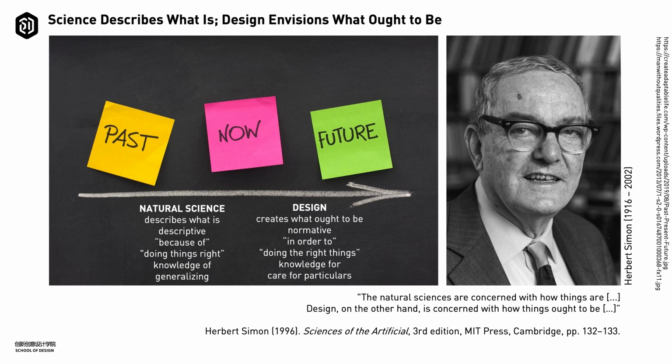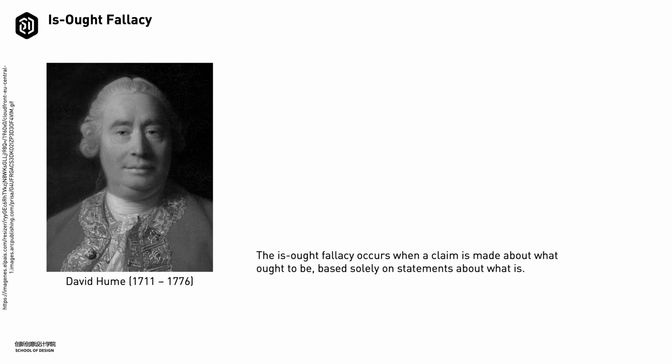Herbert Simon actually put this into words, and he said, the natural sciences are concerned with how things are. Design, on the other hand, is concerned with how things ought to be. And between knowing what is and deciding what ought to be, there is potentially the is-ought fallacy, which occurs when a claim is made about what ought to be based only on statements about what is. Taking stock of what is the case and then moving forward to determine what ought to be, in a way, is what design and cybernetics are about.